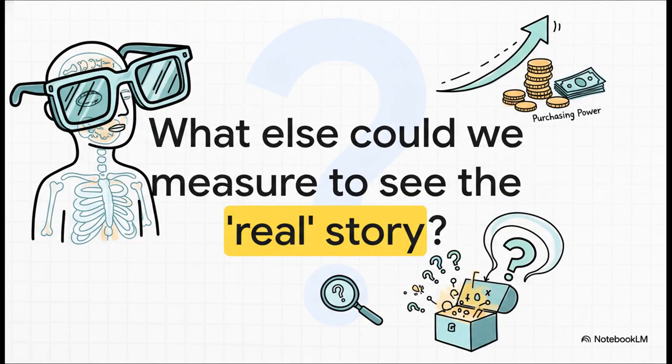So in the end, index numbers are kind of like a pair of X-ray glasses for economists. They let us see past the surface numbers to understand the real trends in our economy. And it makes you wonder, doesn't it? What other numbers in our daily lives are hiding a much deeper story that only an index could reveal?